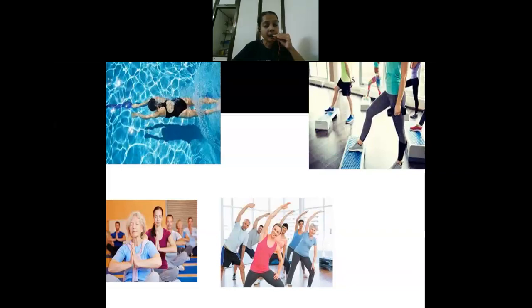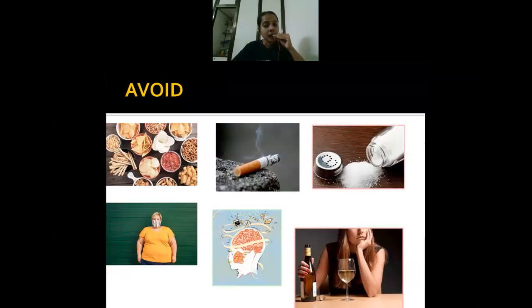Yoga also can be done, and laughter therapy and other therapies like behavioral therapies also can be done in order to reduce the stress. And most of the time it is better to avoid salt, quit smoking, avoid obesity, reduce the body weight, avoid stress. And excessive alcohol consumption should not be done by the person.